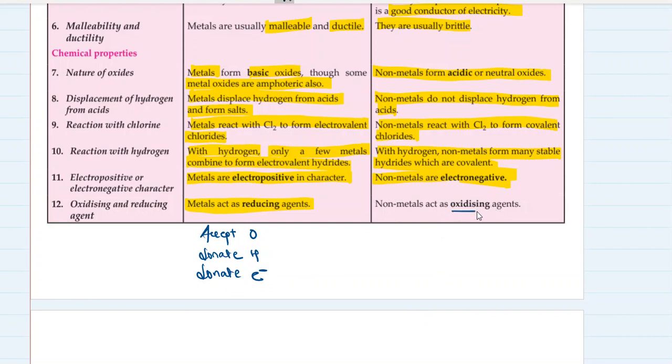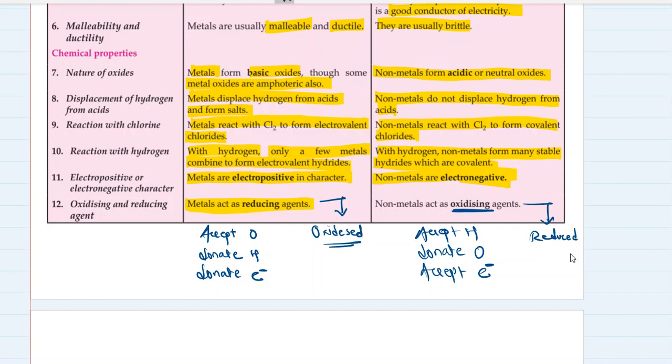Why are non-metals oxidizing agents? Non-metals are oxidizing agents because they accept hydrogen. If somebody takes away the hydrogen from some compound, it becomes an oxidizing agent because they donate oxygen. That's why also they are oxidizing, and they accept electrons. That's why also they are oxidizing agents. Since metals are reducing agents, they get oxidized themselves. And since non-metals are oxidizing agents, they are reduced themselves. वो खुद reduce हो जाते हैं.